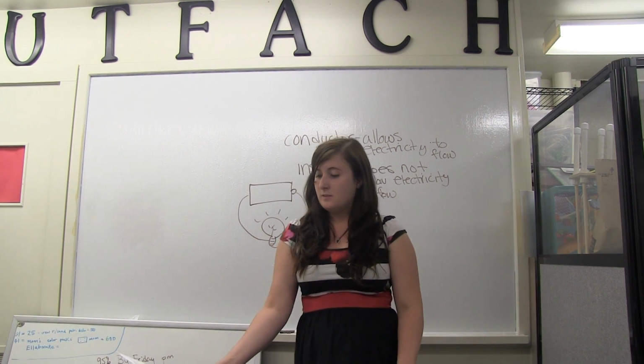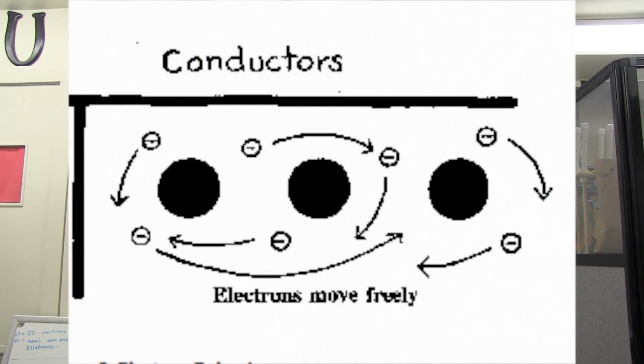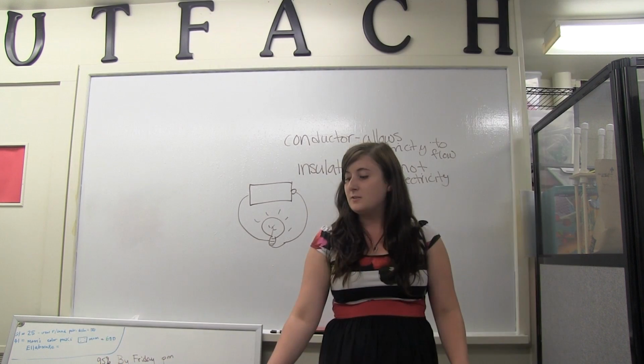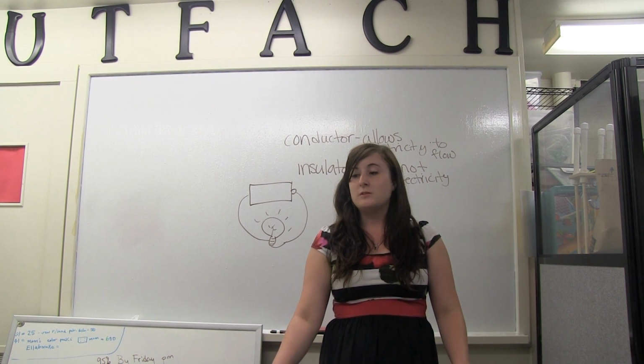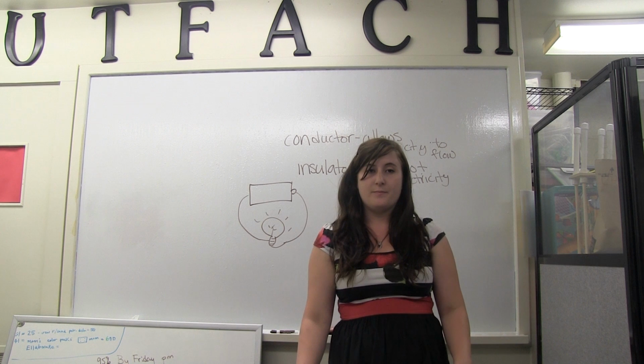So now I'm going to post a diagram on the dot cam of what a conductor looks like on the particle level. An object is a conductor if it allows particles to move around freely. As you can see on the diagram of the conductor, the negatively charged particles are able to move around freely.